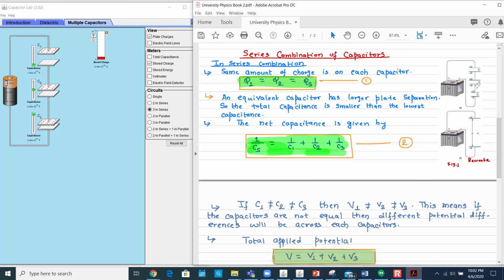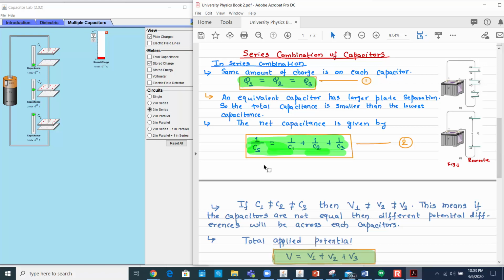As the same charge is flowing through them, if C1 is not equal to C2 and not equal to C3, or if all the capacitors are different, then the potential across each capacitor will be different. That's what is mentioned here. If I measure the potential across C1, C2 and C3 and add them together, that gives you the applied voltage.